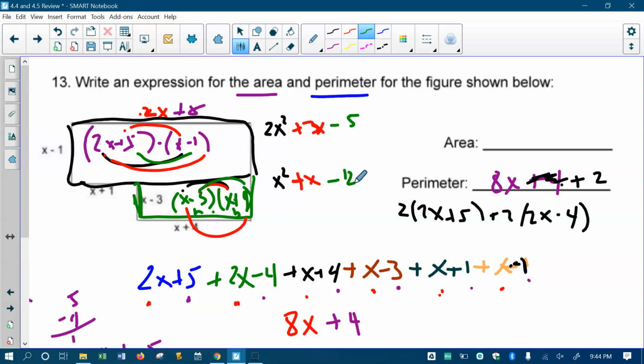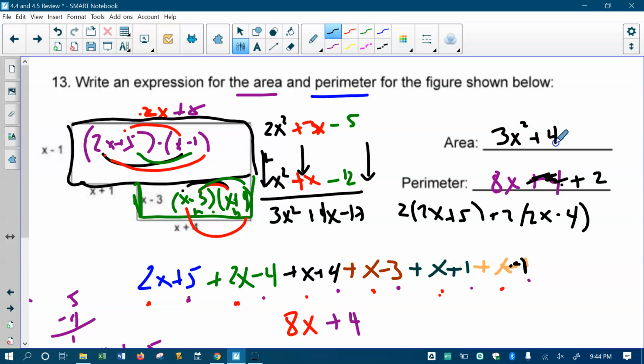Now, to get the area of the whole part, I have to add up these areas together. So I'm going to add these up. Then we're going to get 2x squared plus x squared is 3x squared. I have a 3x plus an x, which is a plus 4x, and a minus 5 and a minus 12, which is a minus 17. So I basically added everything down to get a final answer of 3x squared plus 4x minus 17. Kind of a longer problem.